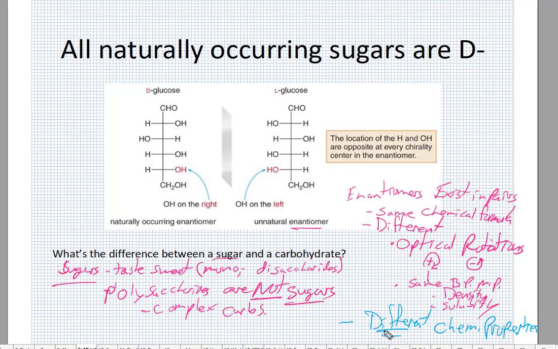So when I talked about the different chemical properties, if we're talking about glucose here, glucose would taste sweet, and we can metabolize it and get energy from it. L-glucose, it's very expensive. You can only get it from a chemical supply company that synthesizes it in the laboratory. It does not exist in nature. I don't know what it tastes like, but I doubt that it would taste sweet. So I'll just say it does not taste sweet, and it's not metabolized.